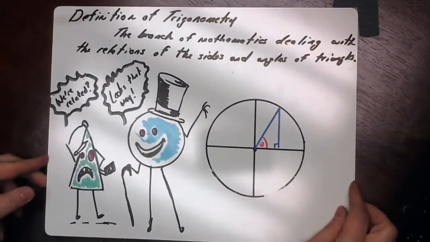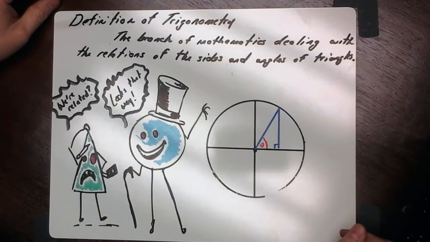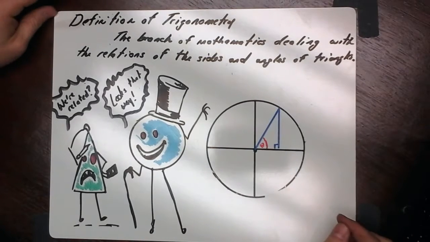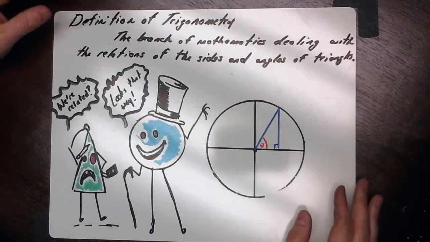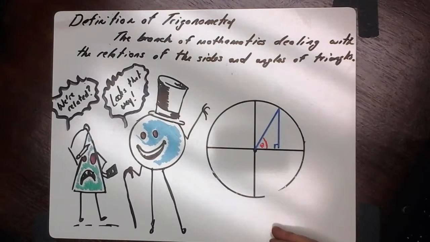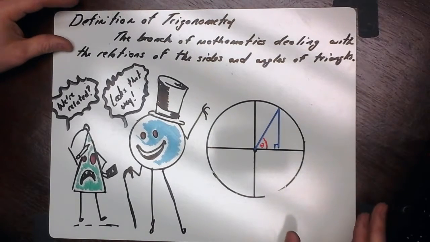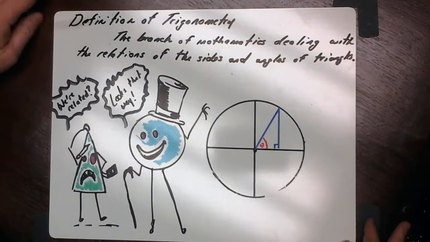Okay, first, the definition of trigonometry. It's a branch of mathematics dealing with the relations of the sides and angles of triangles. Now, some of you may be noticing that there's a circle here. I just want to point out that triangles and circles are cousins of each other. And often when we deal with trigonometry at a higher level, we're dealing with a triangle that is inscribed inside a circle. But that's well beyond the scope of what we're going to do here.